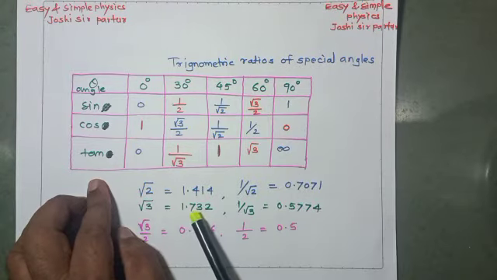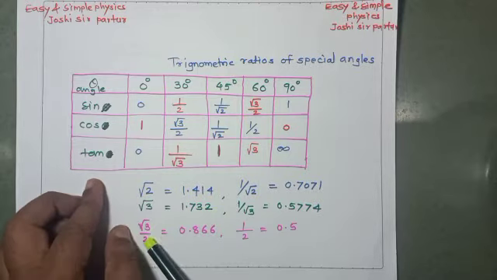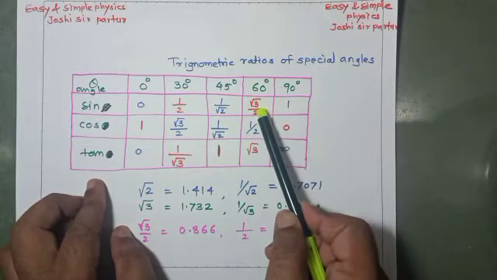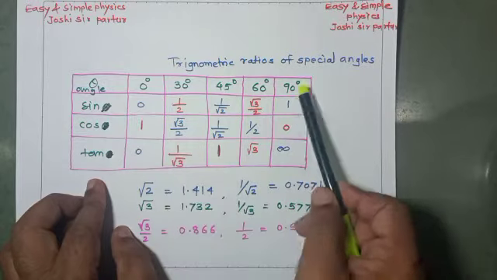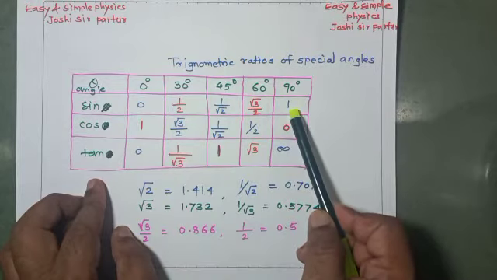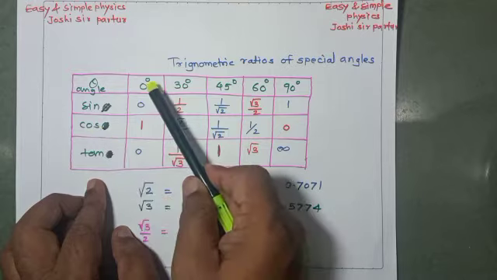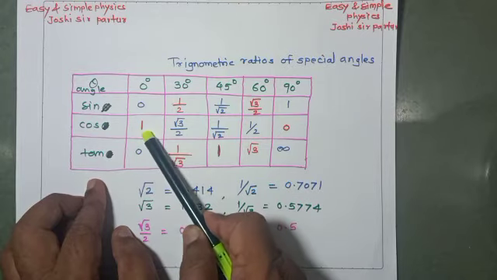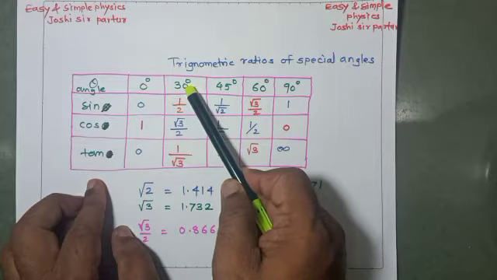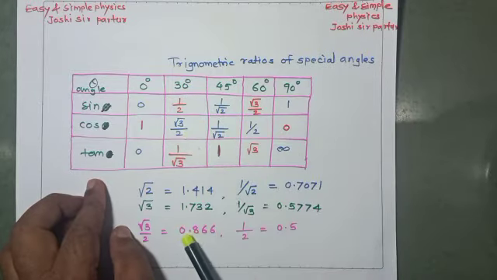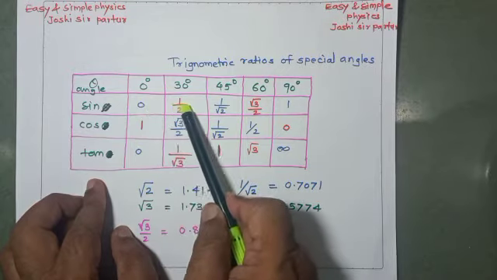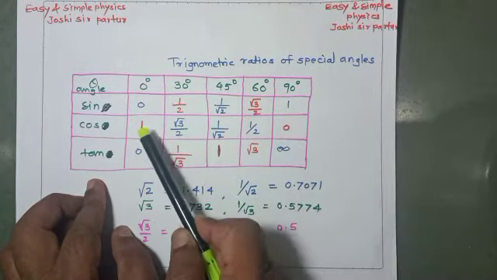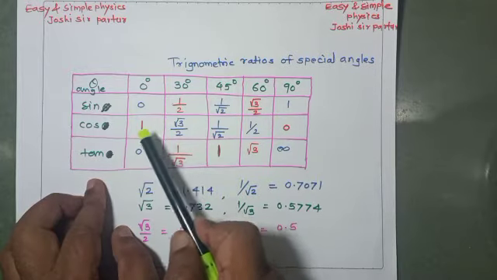Square root 3 is 1.732. Square root 3 upon 2 is 0.866. So here sin 60 will be 0.866 and sin 90 is 1. Similarly, cosine 0 becomes 1, cosine 30 becomes square root of 3 upon 2, means 0.866. Here the sine value increases from 0 to 1 and the cosine value decreases from 1.